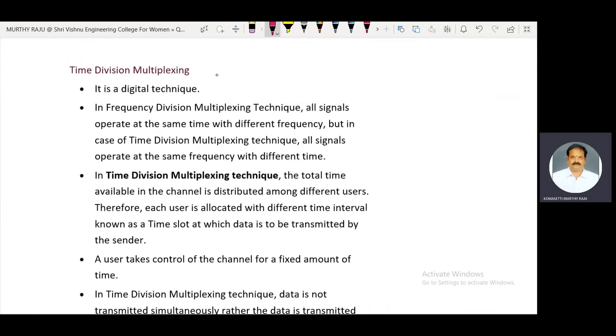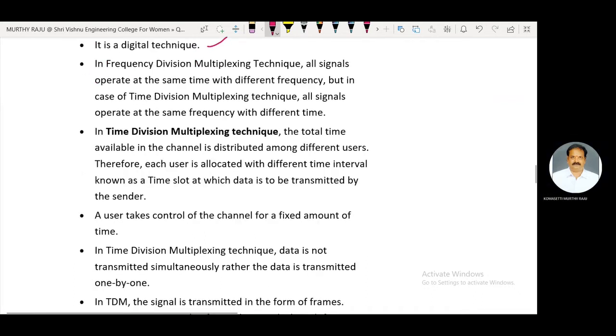Another technique is called time division multiplexing. Frequency division multiplexing is the analog one; time division multiplexing is a digital technique. In frequency division multiplexing, all the signals operate at the same time but at different frequencies. All the signals are combined at the same time, but different frequency bands are used. But in time division multiplexing, all signals operate at the same frequency at different times.